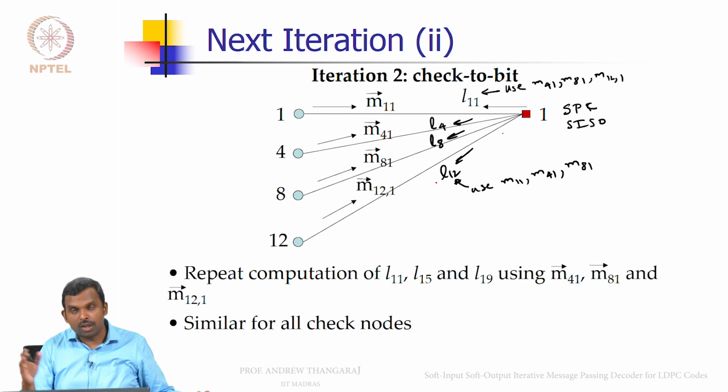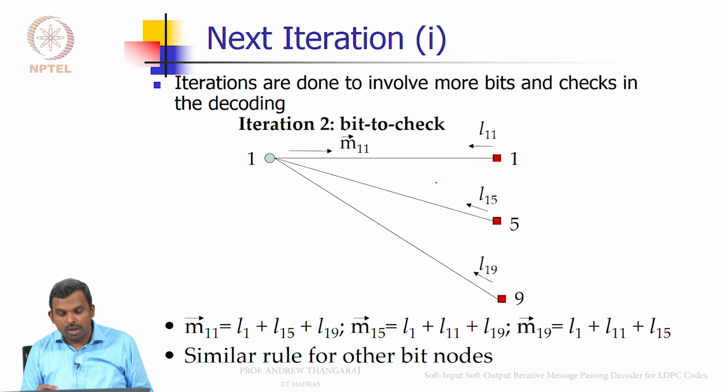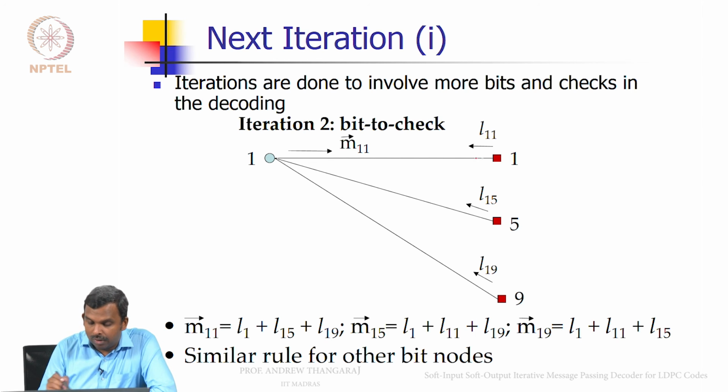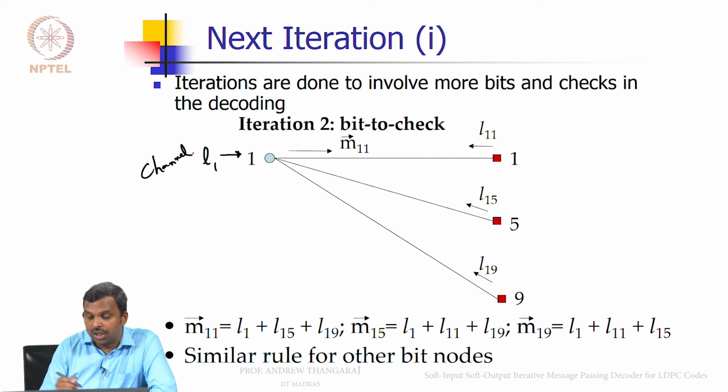Now that you have done the check node SISO computation, how do you do the next iteration? How do you keep moving to the next iteration? What you do in the next iteration is very interesting. On the bit node you have what comes from the channel, L1. Then in the first iteration you have L11 coming from this check node, L15 coming from the 5th check node, and L19 coming from this check node.